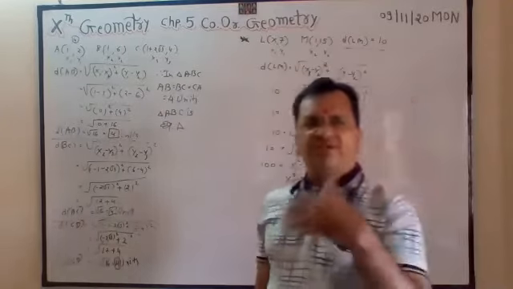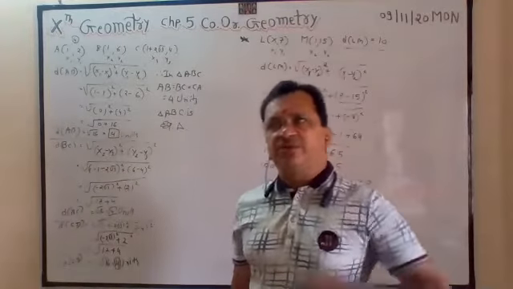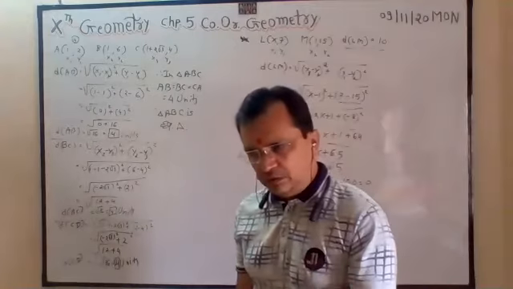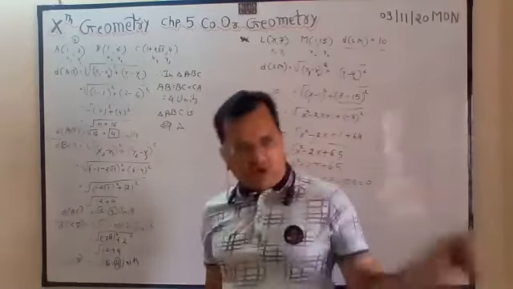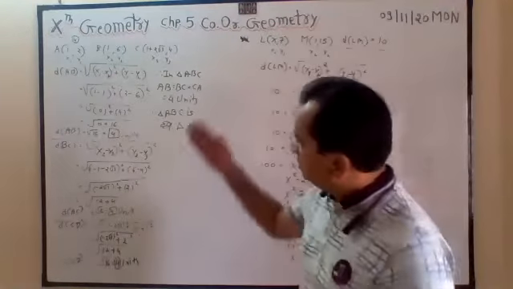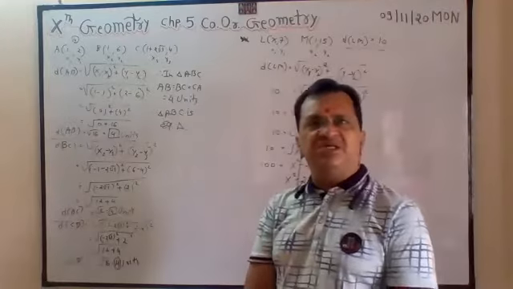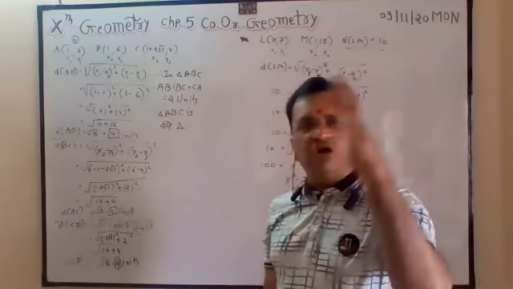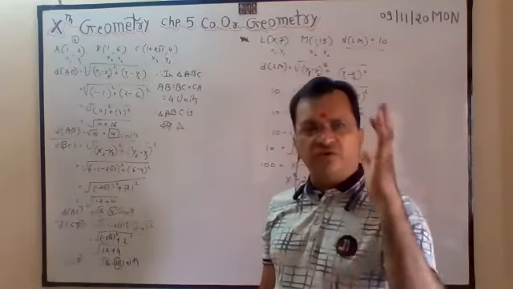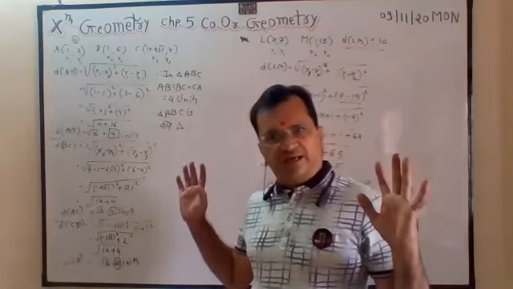Suppose you have to prove a parallelogram, opposite sides are equal. Suppose you have to prove a rhombus, so all four sides are equal. Here we have proved in triangle ABC, AB, BC, CA, all three sides are 4, 4, 4. So it is an equilateral triangle.